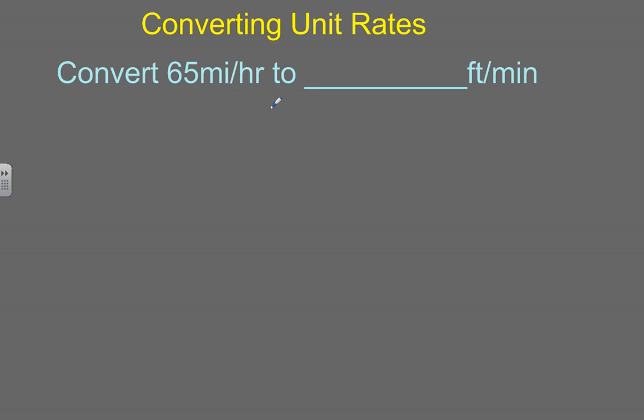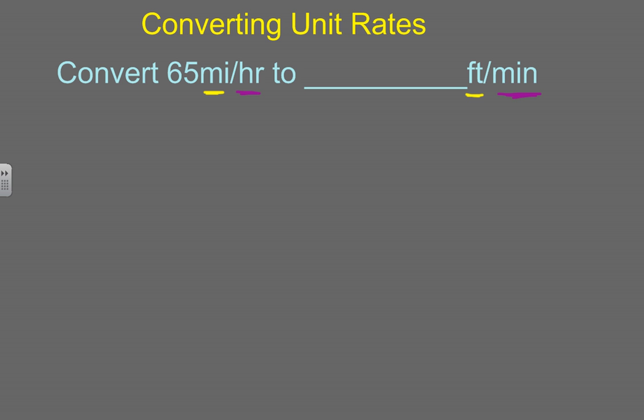Okay, so we are converting unit rates, and the first thing that we need to do is determine which unit rates we're converting to. So I am converting miles to feet, and then I am also converting hours to minutes. So I have to look at this as two separate steps, two separate problems almost, if you will.